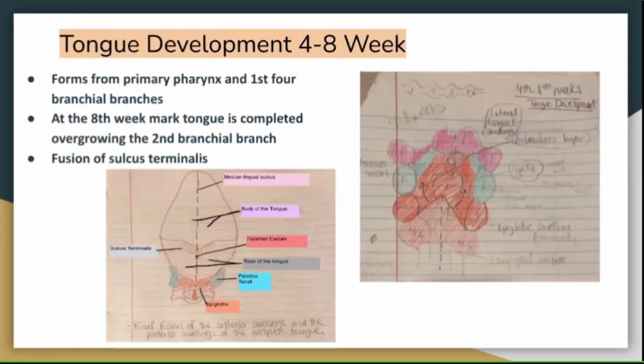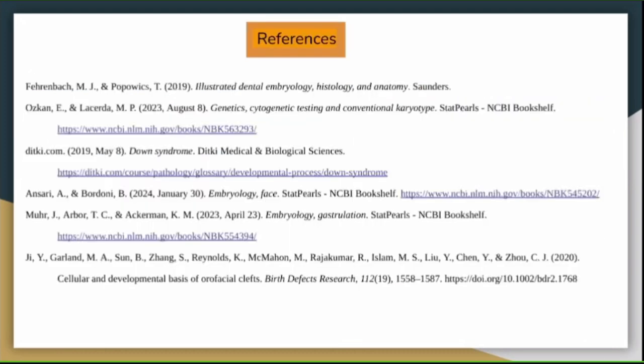The tongue develops through the 8th week, forming from the primary pharynx and the first four branchial arches. At the 8th week mark, the tongue is completed, overgrowing the second branchial arch, with the fusion at the sulcus terminalis. And these are our references.